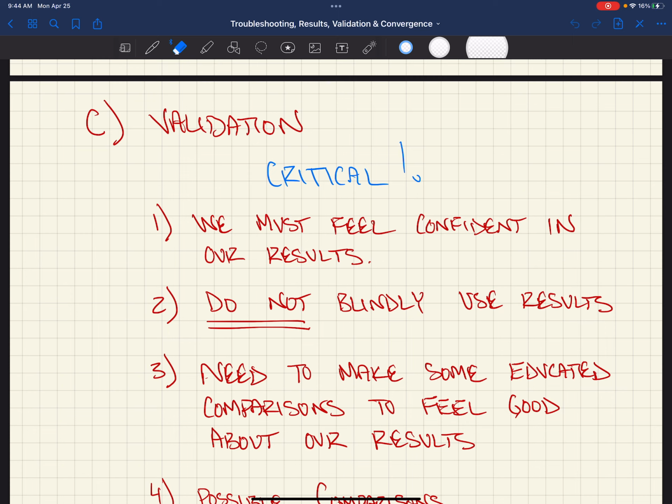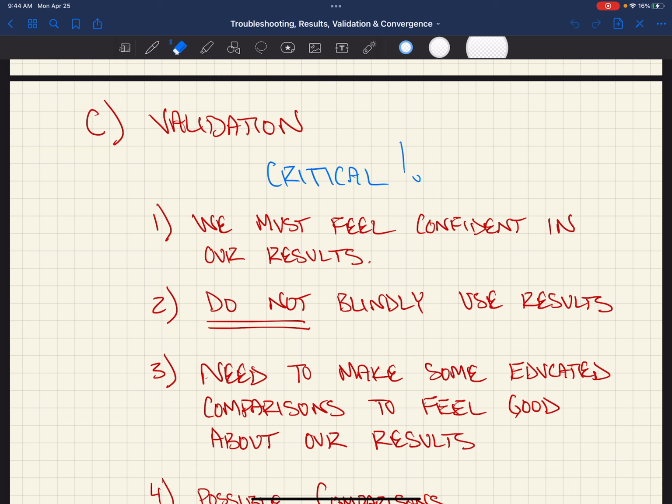And you just use the thing assuming that it's kips, and then you design something inadequate, right? Or you apply a load and you thought it was in kips, but it was in pounds, okay? So we must feel confident in our results, and that's what validation is all about. You do not want to just blindly use the results. You want to be able to validate them to some level, right?